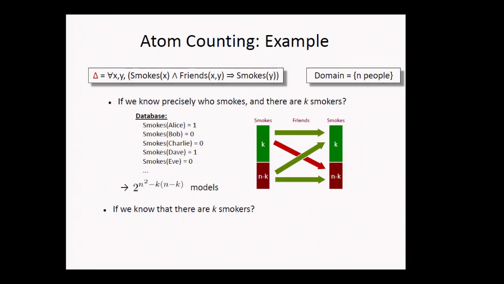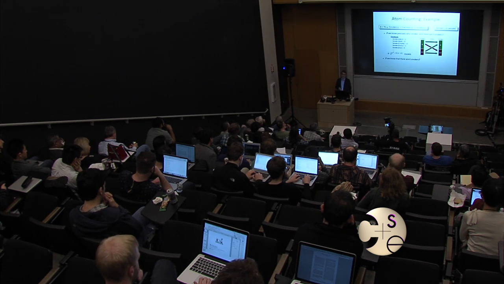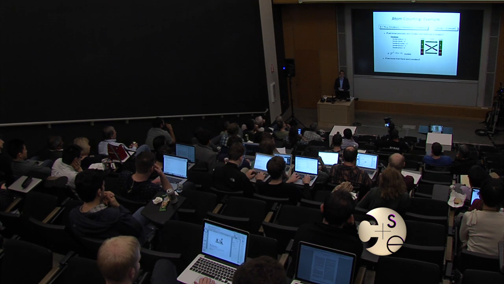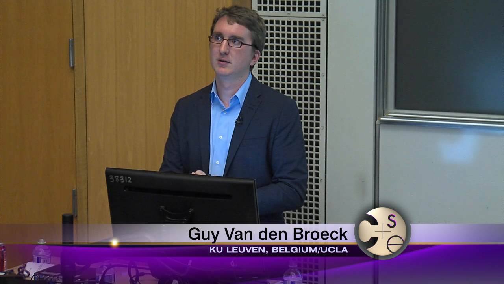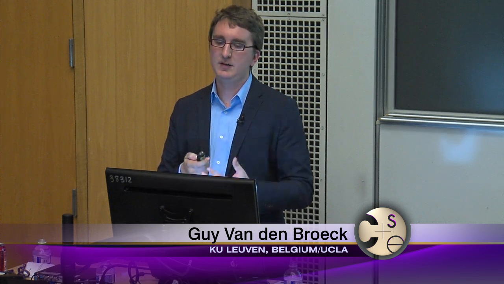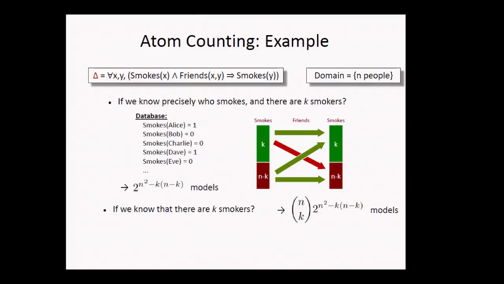So let's simplify it a little bit less. Let's just say that I tell you that there are K smokers, but I don't tell you who precisely is the smoker. Well, now we have to count how many possible databases there are in which K people smoke out of N people in total, right? So now I have to count how many databases I could have given you, and that's N choose K, right? So now this is the model count.